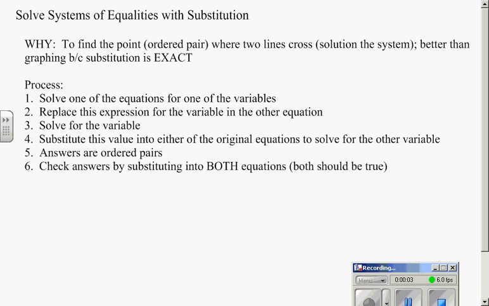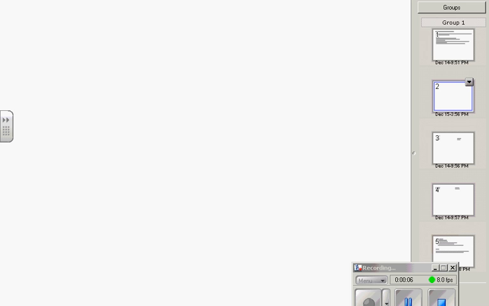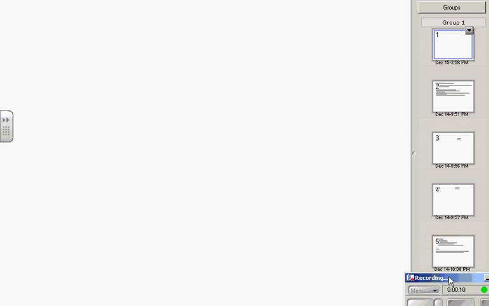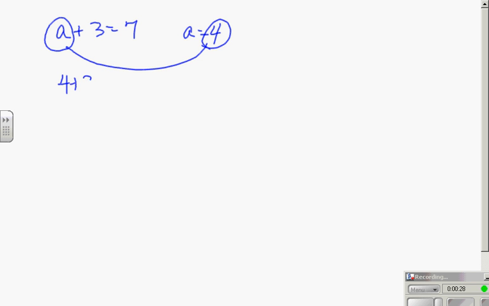Okay, substitution is one of those topics that you have had a good deal of experience with. If we have a problem like a plus 3 equals 7, and then we say a is 4, you guys are very comfortable with replacing that a with 4 and writing 4 plus 3 is 7. And we did a lot of substitution with our proofs.